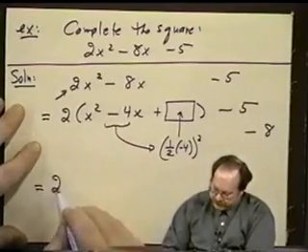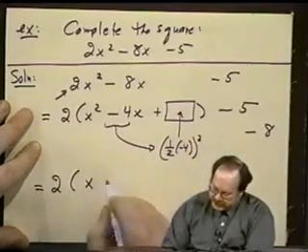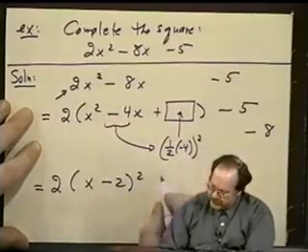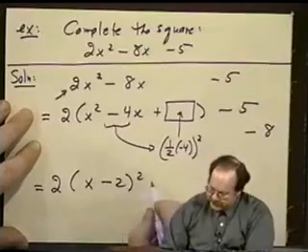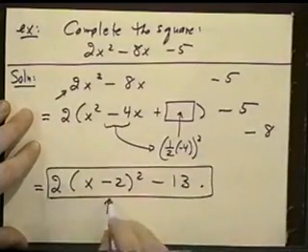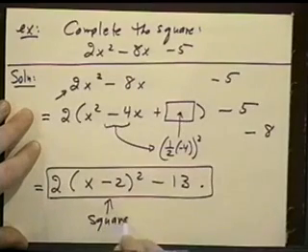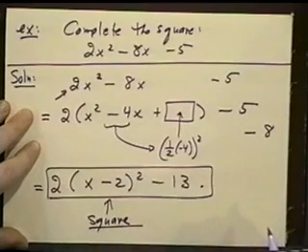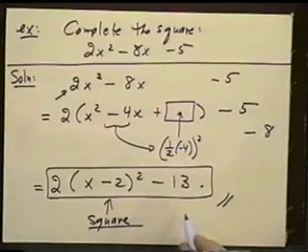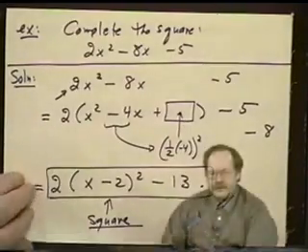Well, now I'm done, because I have 2 times x minus 2 squared. Remember, 1/2 of minus 4 is minus 2. And then the minus 5 and the minus 8 give me minus 13. And there I am. There's the square. Okay? So this is something that you want to practice. All right, let me do one more that we will see when we talk about circles.